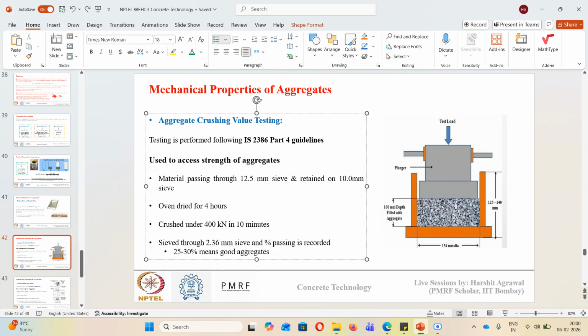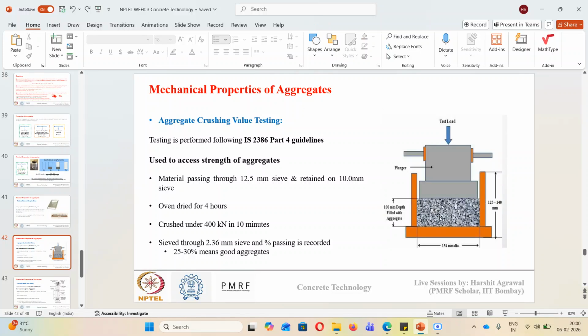Okay, and if the aggregates passing through the 2.36 mm sieve are between 25 to 30%, that means the aggregates are of good quality. If a lot of aggregate crushing happens, this percentage passing will be more than 30%, then we can say that aggregates are weak, they are not of good quality. Okay, so this is the crushing test.